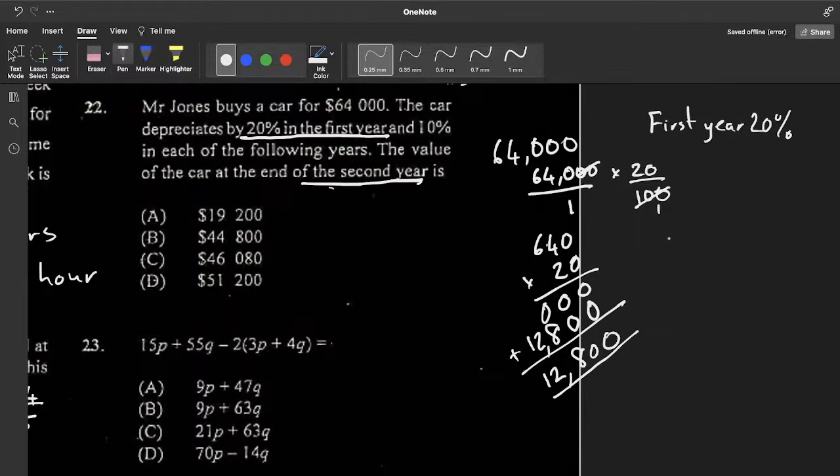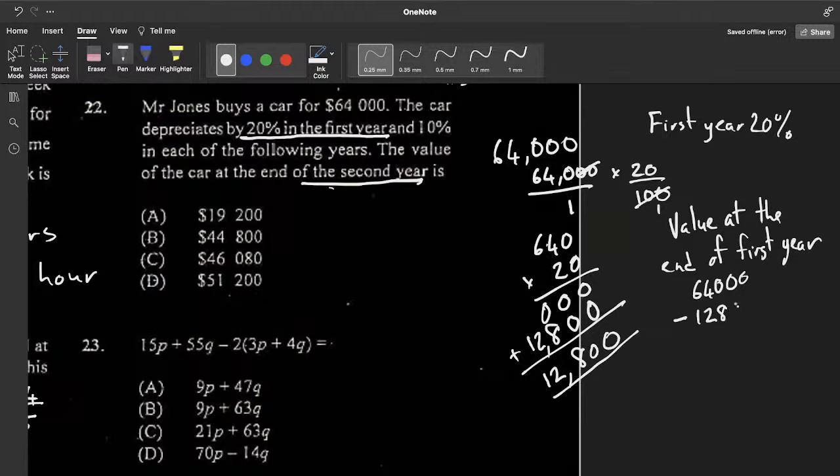So the value at the end of the first year is 64,000 take away 12,800. So if we subtract these, we have to bring over a 1 for this, so we could get 10. So 10 take away 8 is 2. 3 take away 2 is 1. This here is 5. So we are left with 51,200. So that's the value at the end of the first year.